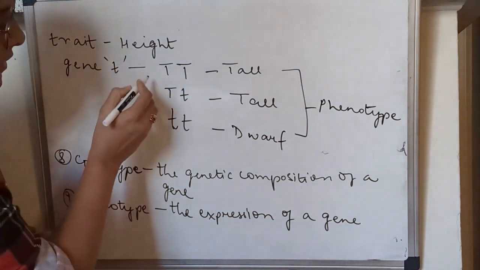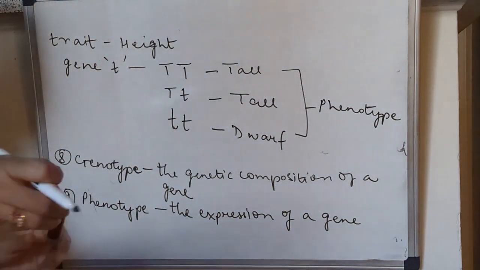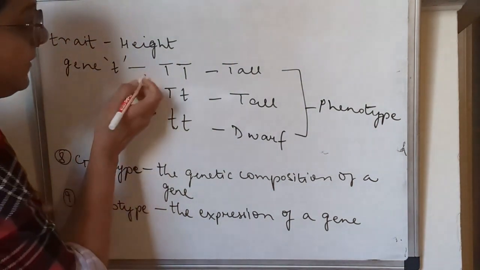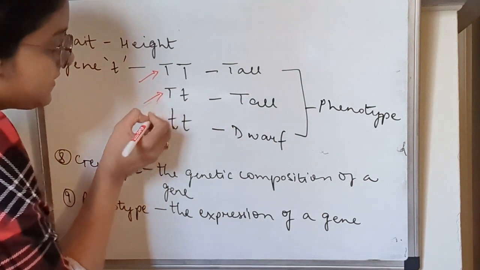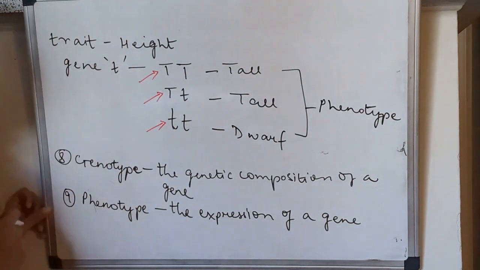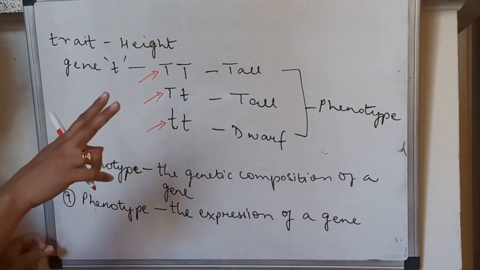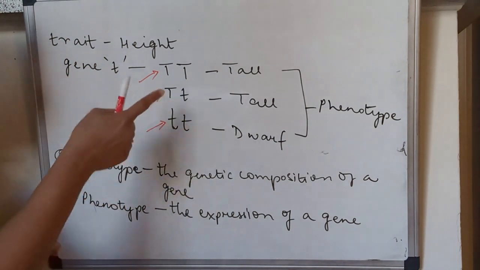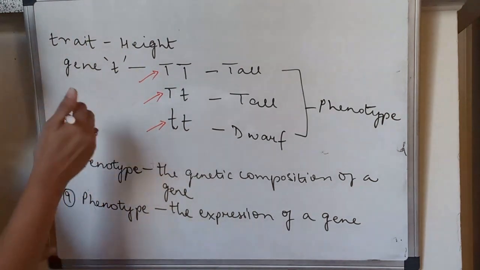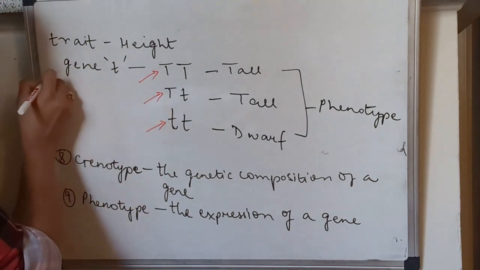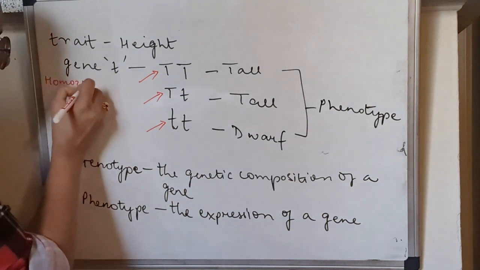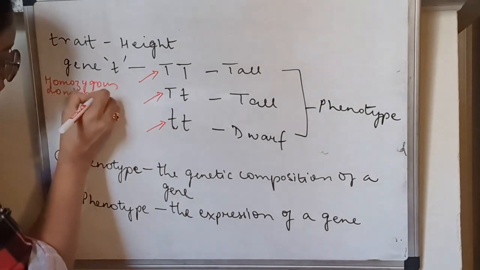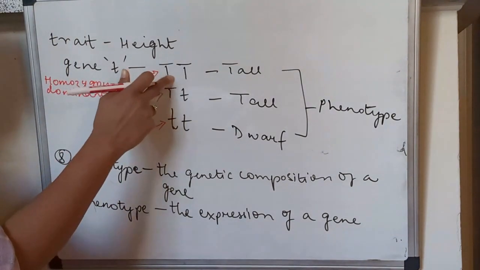Now again, to make it clearer, how do we address these genetic combinations? Capital T capital T, since this genotype has both the alleles the same and both the alleles are dominant, we use the word homozygous dominant. Homozygous dominant for this combination. Alright.